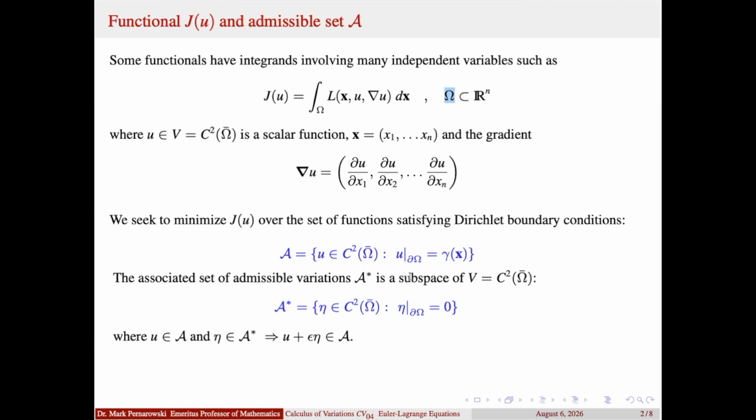When you look at this, it's very easy to decide that the admissible variation space must therefore be those etas that are C2 and vanish on the boundary. And why is that? Because we need to have an A star defined so that when I pick a u in A and I pick an eta in A star, this sum has to be in A. Otherwise, none of the theory works.